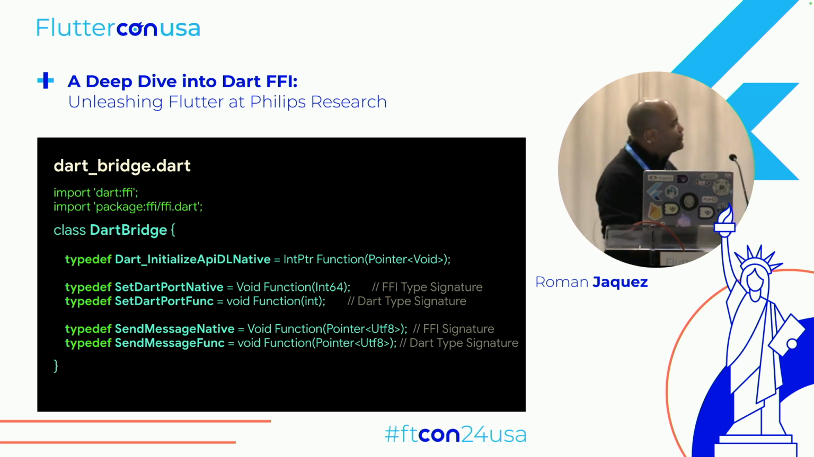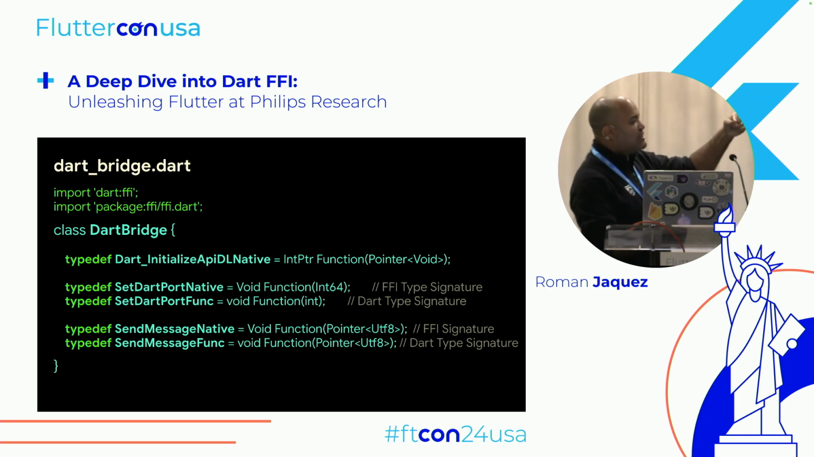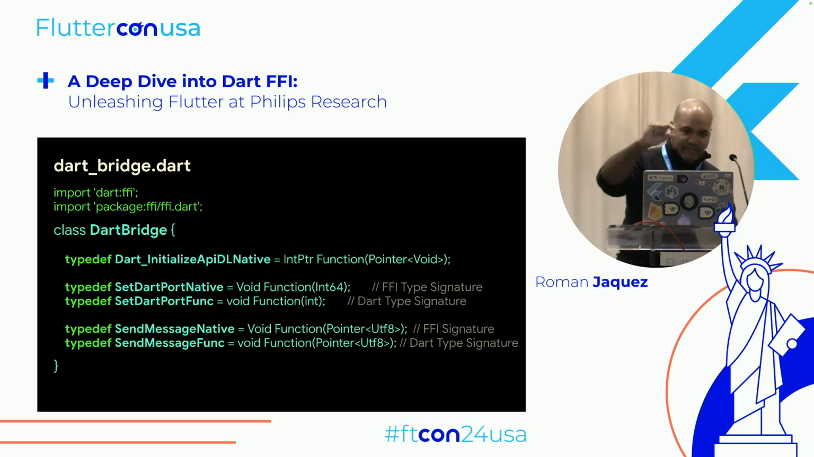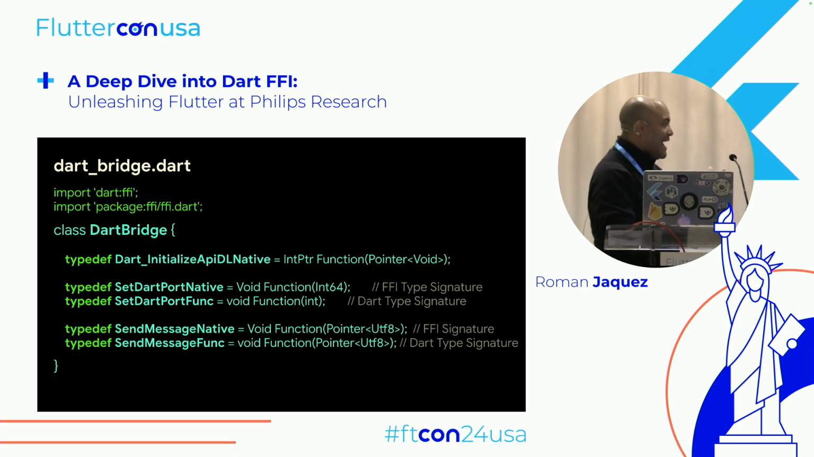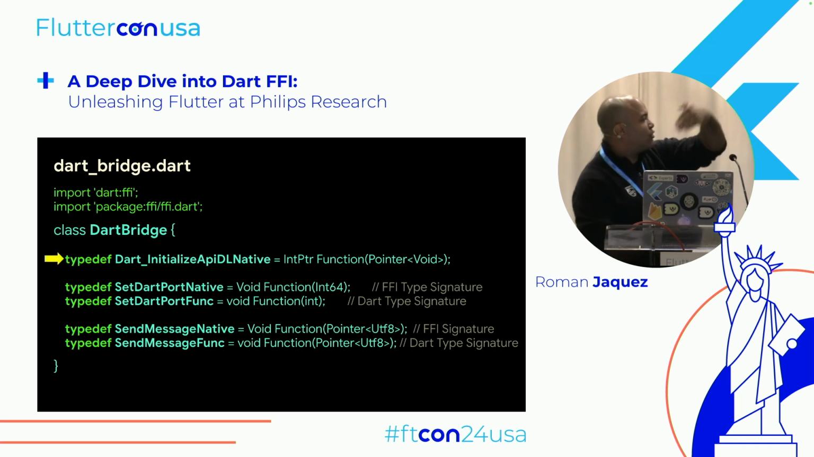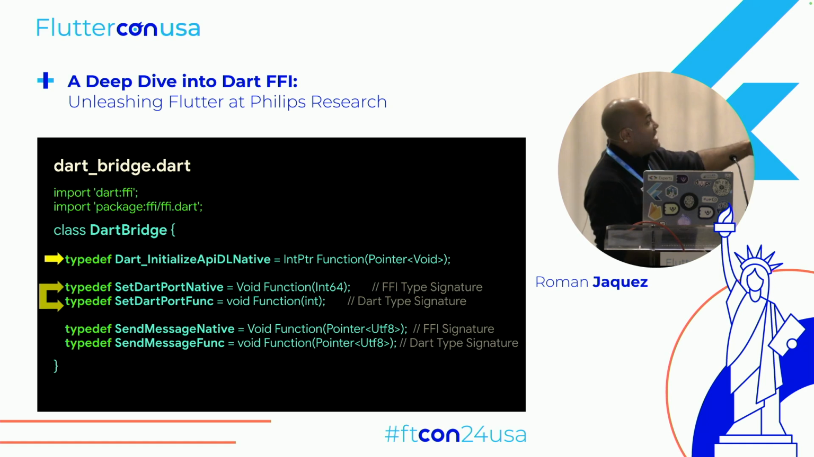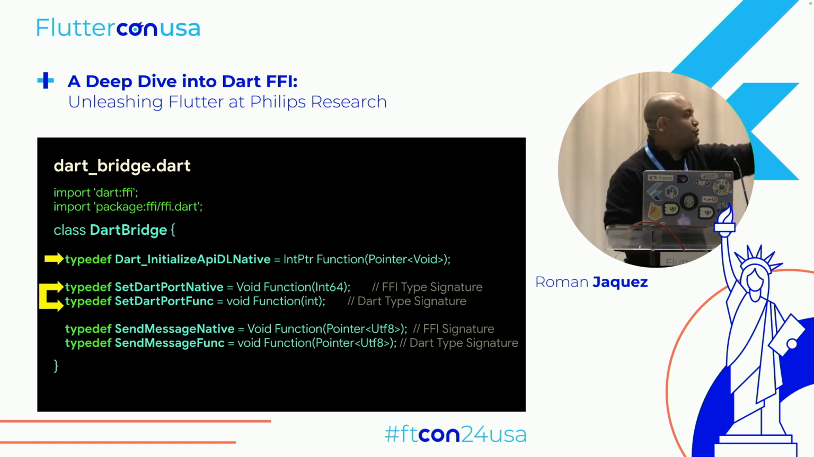The way that you do it, you start by creating type definitions that map to functions that are available in C++. This function right here is available in the Dart native SDK. You need to have this signature right here so that you can initialize the Dart API. So you create a typedef with the FFI definitions and annotations. You first create that type definition that maps to that function in Dart. Then you create pairs of the functions that you're now going to call into your native code.